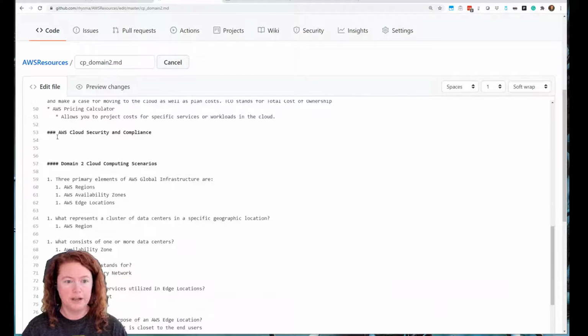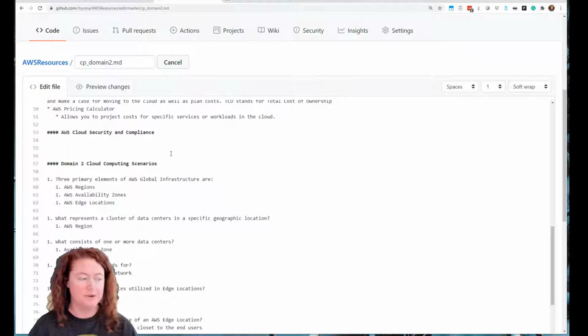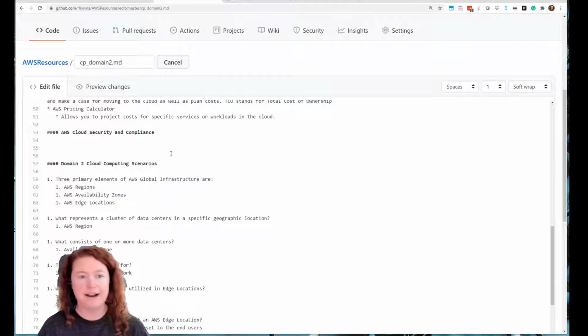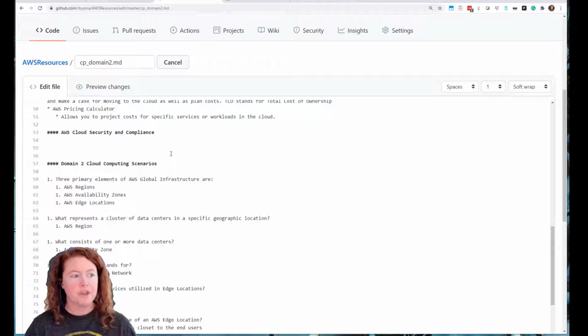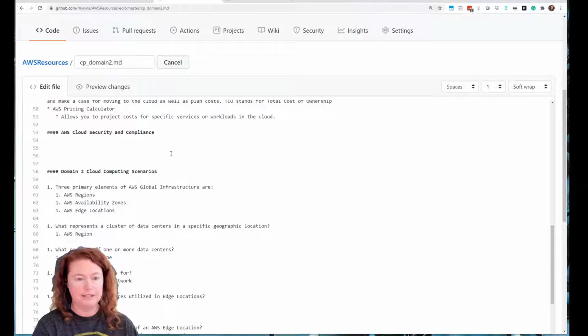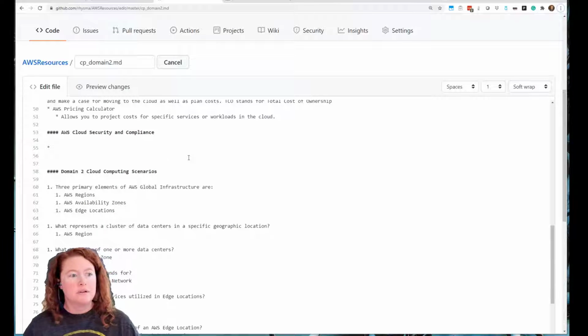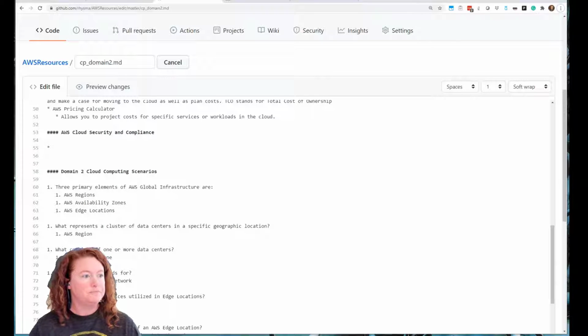Level 4 heading, level 4 heading. Okay, just trying to make sure I've got my markup formatting nice. I don't want to do anything weird. All right, so security and compliance. Where do I want to start? You get my notes over here.